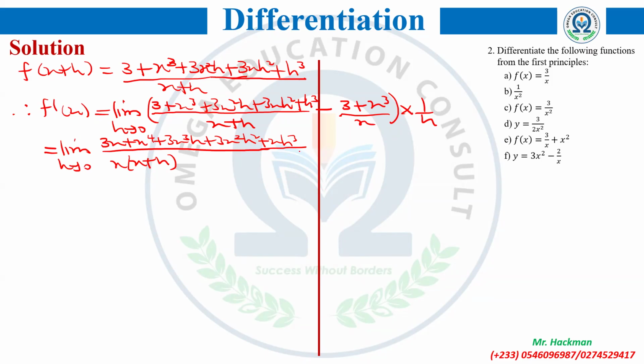Yes. Then minus, x will go into this x plus h times the numerator here. So that one you have to put both binomials in brackets. So 3 plus x cubed times x plus h, the whole of that times 1 over h. All correct. Is my point well made?